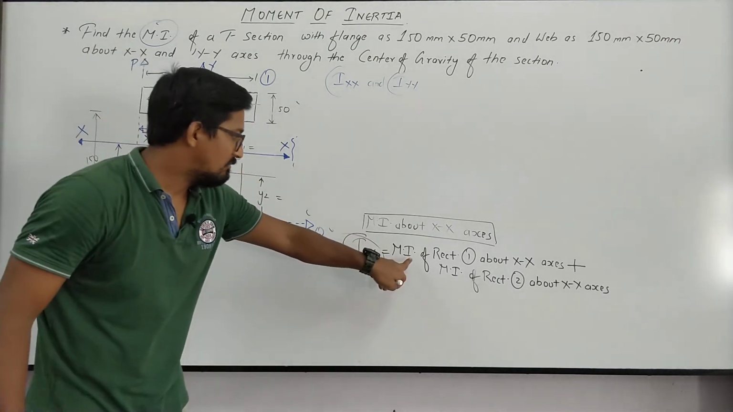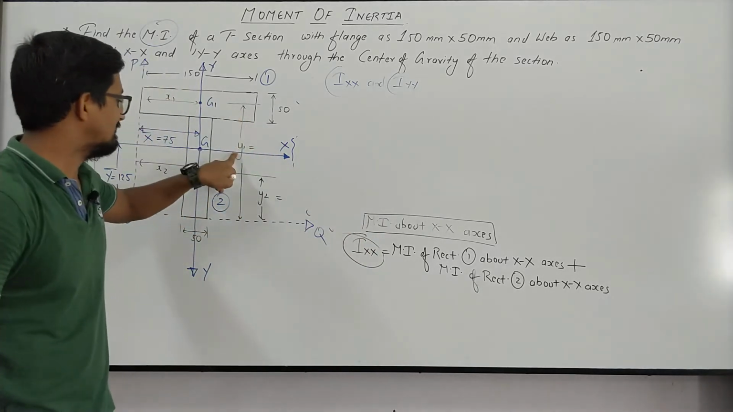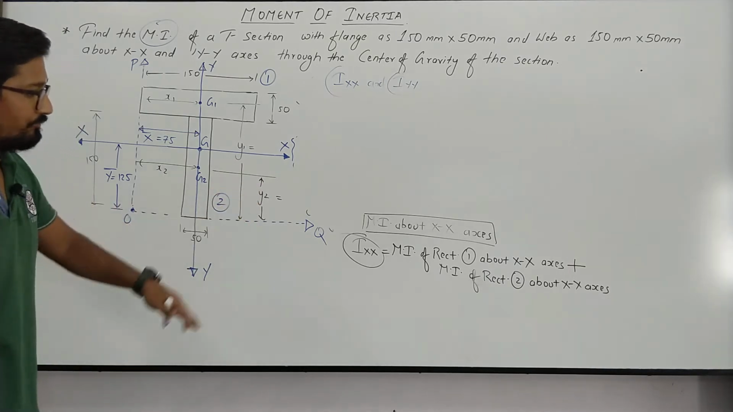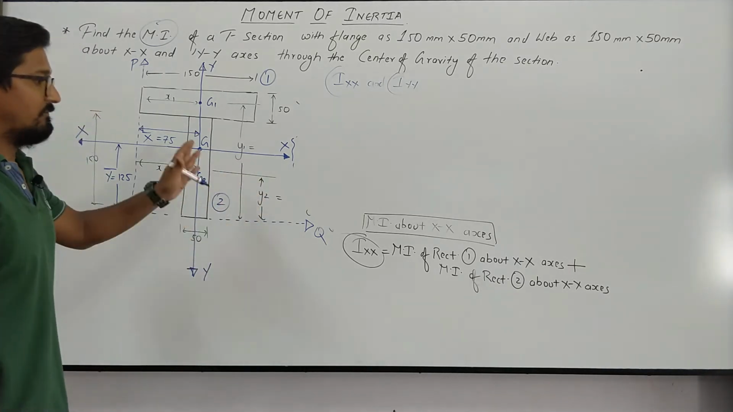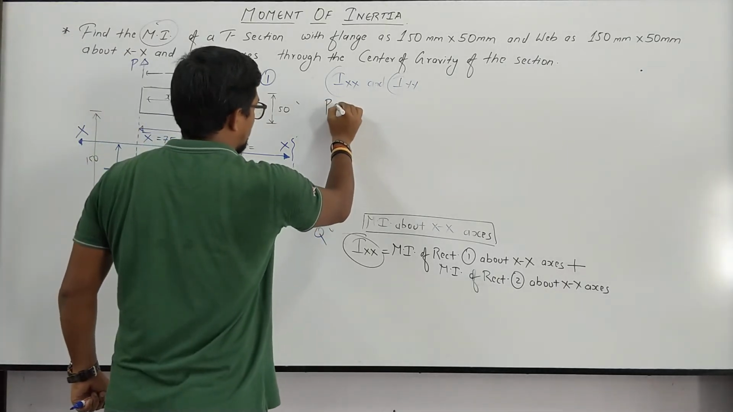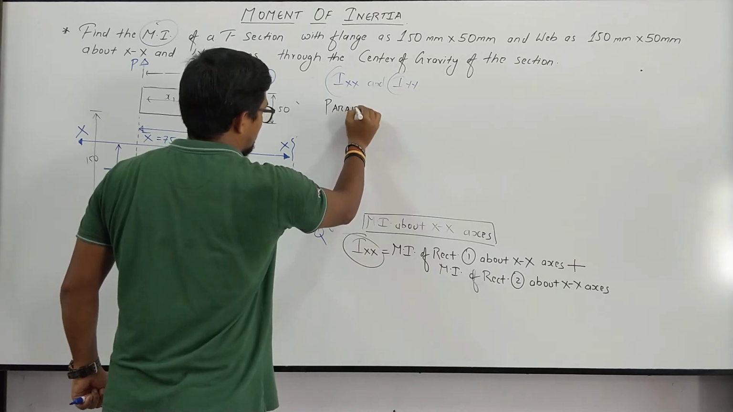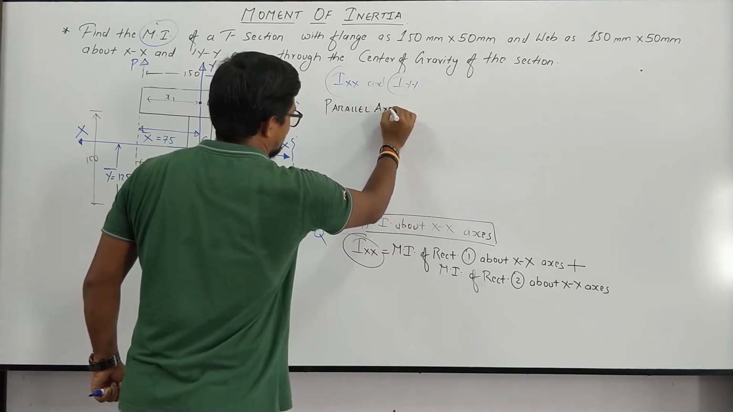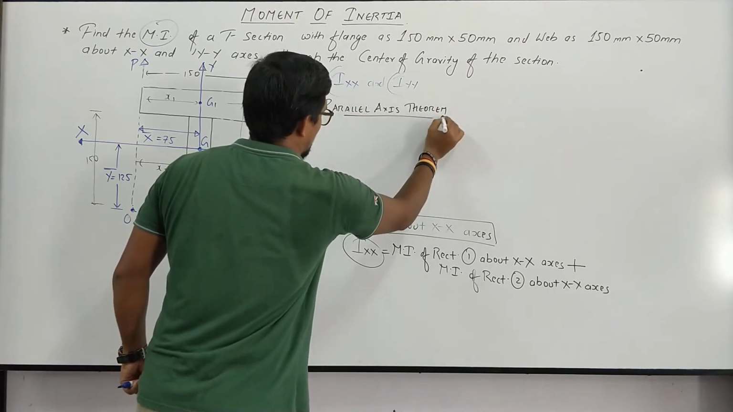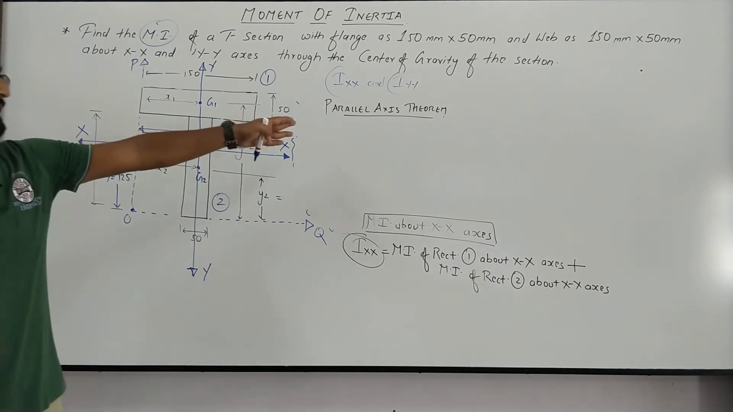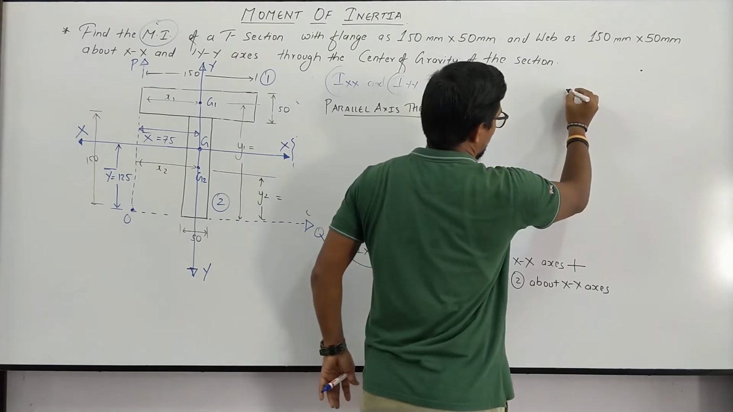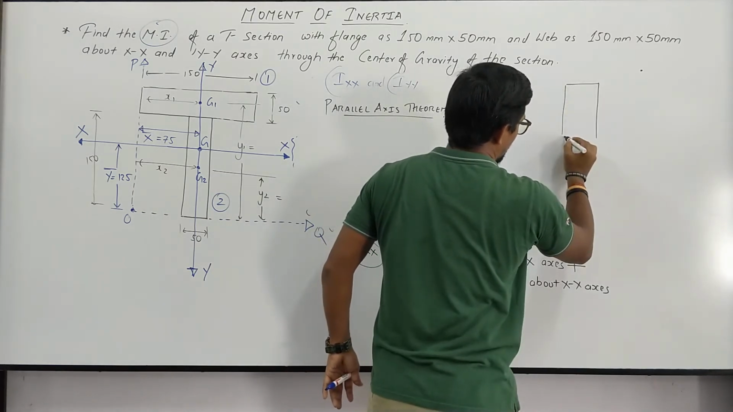So we have to find moment of inertia of rectangle 1 about x axis and moment of inertia of rectangle 2 about x axis. Now before going into this, we have to understand something. What do you mean by parallel axis theorem? I have already done a video lecture based on this, you can check there. I will just again give you a refreshing short lecture on this.